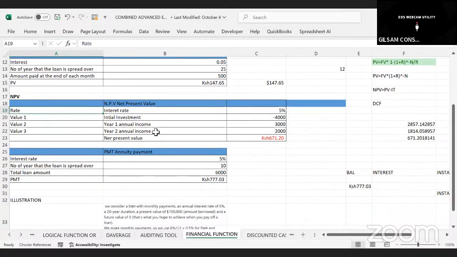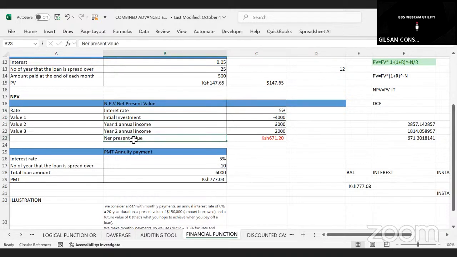So the next one asks you the net present value. For the net present value, you have the rate, 5%, and then you have year one or value one, a negative of 4,000. You have been told in FM class that any figure which is negative means that it is the cash outlay or initial outlay. And then you can even see here that it is an initial outlay. Then year one, year two, those are the cash inflows.